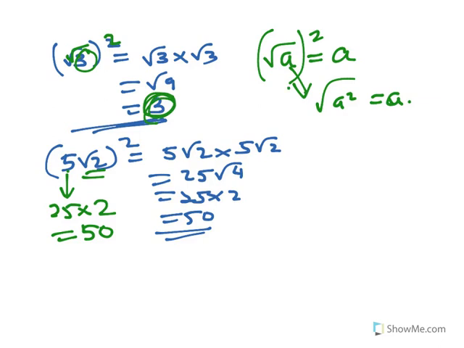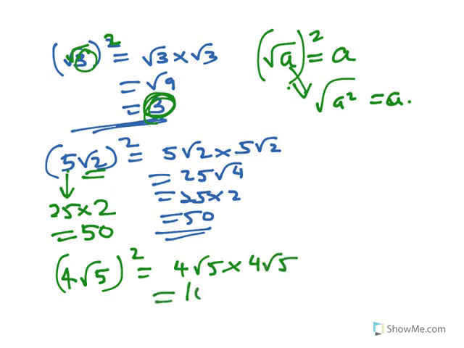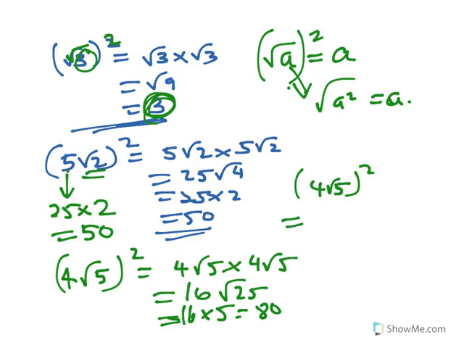Okay, so just continuing on that, so we have 4 root 5 and we squared that. You could do it the long way, 4 root 5 times 4 root 5, which is 16 root 25. 16 times 5, which is 80, or you could just go 4 root 5 all squared. 16 times 5, which is 80.